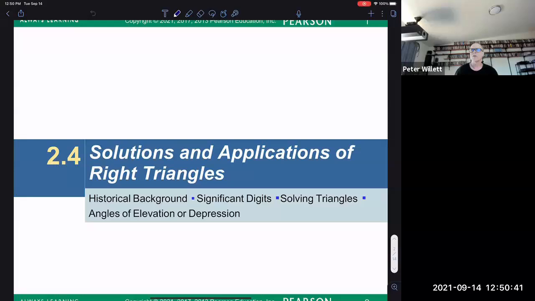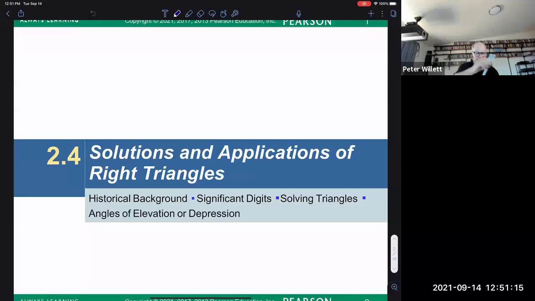Solving triangles, which we will look at, the idea of if you don't know certain parts of a triangle, how you can use the parts you do know to figure out the parts you don't know. Angles of elevation and depression, meaning when you form an angle by looking up off of a level surface or by looking down below a level surface. Angles of elevation or depression, because these things go into real world problems that we'll also be trying to do examples of in this section.